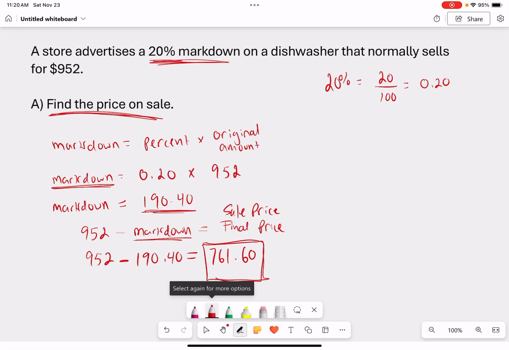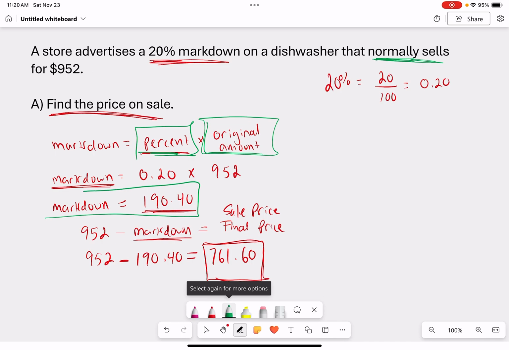So really quickly, just to run down everything we just did, it gave us a percent, so we would immediately write down over here a percent. It gave us an original amount. The key words here were normally sells for, so that originally sells for $952. So we will write that down over to original amount, and that will give us a markdown. Okay, the markdown is not the final price of this dishwasher. You're going to need to subtract from the original amount in order to get the final price, which we found to be $761.60.